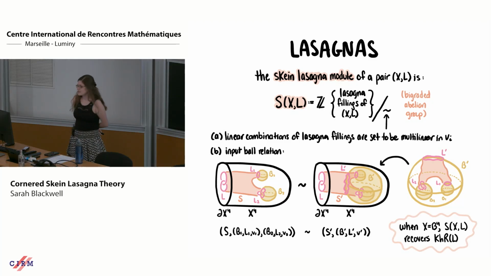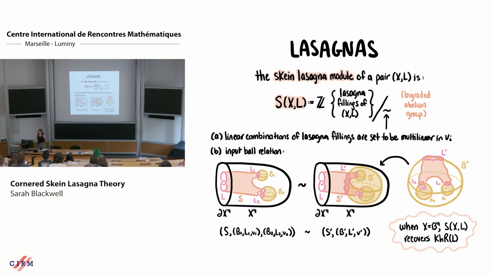Oh yeah, and then right. When your manifold is just B4, the lasagna module recovers the Khovanov-Rozansky homology of the link. To really understand this, I would have to actually tell you about this Khovanov-Rozansky homology and what happens with cobordisms and so on. But the basic idea is that because of this relation, you just take the B4, which is your four-manifold, and make that an input ball. That's basically what's going on here. So it's baked into the definition that that's what it is when your four-manifold is B4.